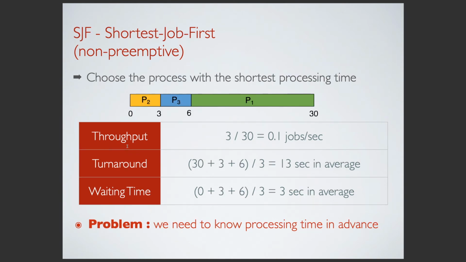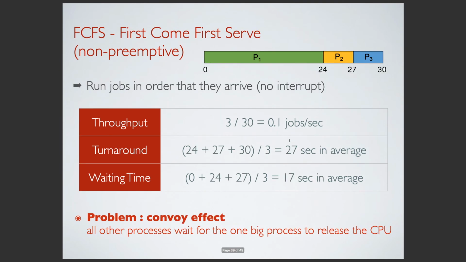So let's look at another one. The other one is called shortest job first, and let's see how it compares. What's the idea here? We are going to reorder the processes, meaning first I'm going to execute the smallest one. In that case, I'm going to start with P2 and P3, which are both 3 seconds, and then I'm going to do the big one after. So what's the difference? The throughput is actually the same, 0.1. I'm not going to achieve more after a certain unit of time.